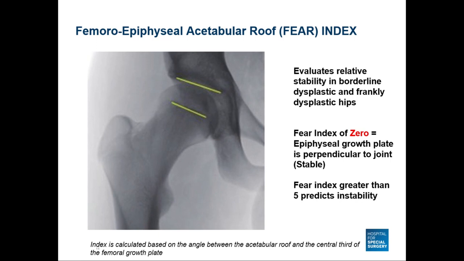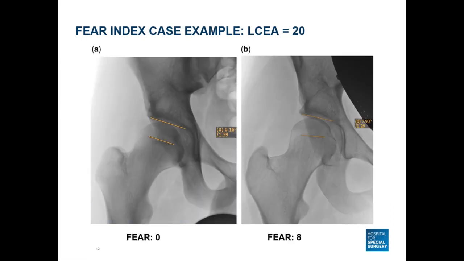A newer angle that's used is the femoroepiphyseal acetabular roof index, or the FEAR index. This index is calculated based on the angle between the acetabular roof and the central third of the femoral epiphyseal growth plate. Some clinicians will use this for evaluating the borderline dysplastic patient, sometimes a frankly dysplastic patient. A FEAR index of 0 means that the epiphyseal growth plate is perpendicular to the joint, suggesting a stable hip, and a FEAR index greater than 5 predicts instability.